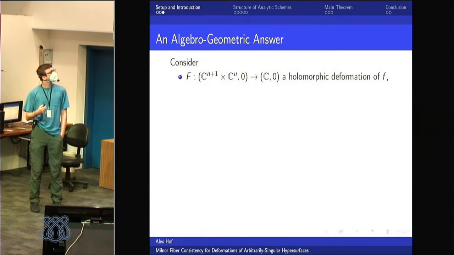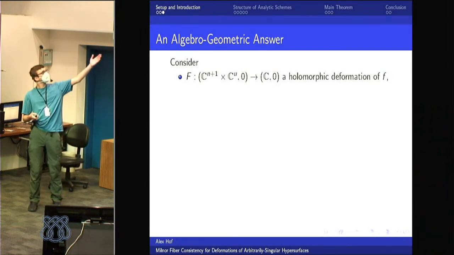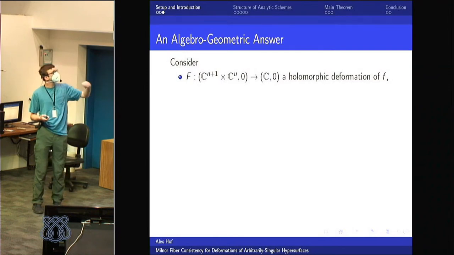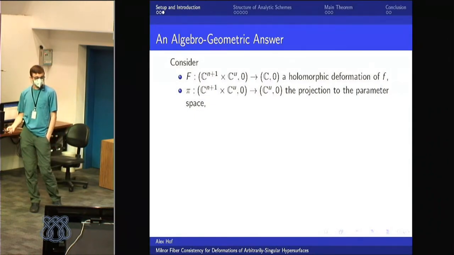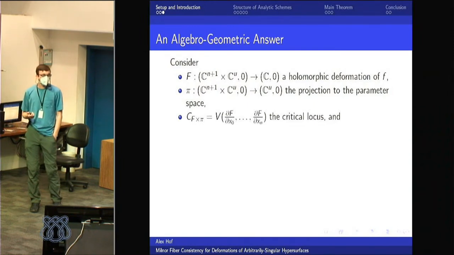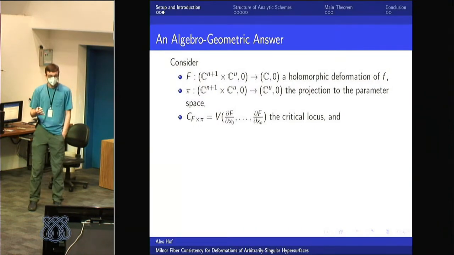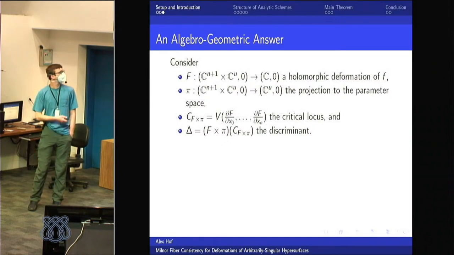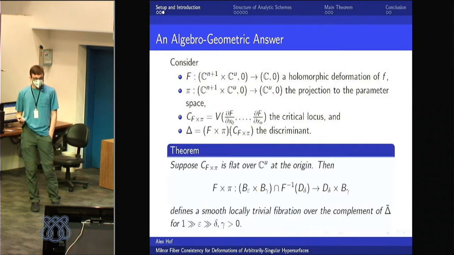And for that, just a little bit of setup. So we'll take a germ of a holomorphic function, and now we add in u extra variables that we'll think of as parameters. So we think of this as a deformation of f, right? We require that when these last u parameters are all zero, we get our little f back. We'll call the projection to the parameter space pi, just to keep track of those parameters. And then we'll look at the critical locus of this deformation, so the partial derivatives of this big F with respect only to the non-parameter variables. And finally we'll say the discriminant is delta, so this is just the image under F cross pi of this critical locus.